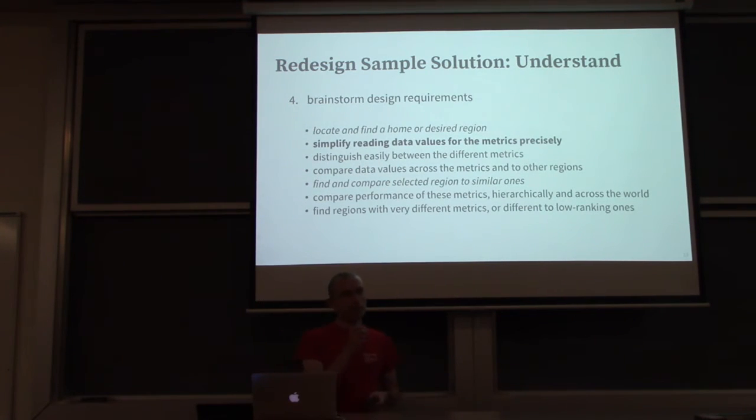But for me, the key design requirement that I want to tackle was simplify reading data values for the metrics precisely. We know that when it comes to angle or when it comes to radius, those sorts of things, it's really tricky to do comparison. And that little radial chart that they had was kind of hard to be able to say, how does this length compare to this length? And what are the numbers? Now they did give the numbers, so that helps.